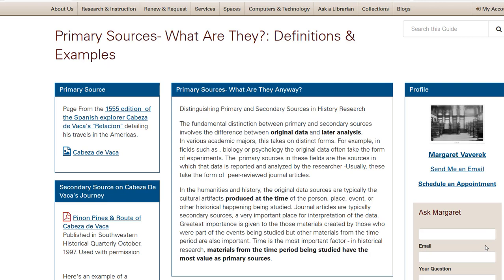In the humanities and history, time is the most important factor. Primary sources are those materials created by persons who were part of the events being studied, but they may also include other materials from the time period.